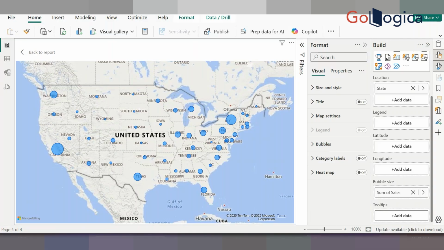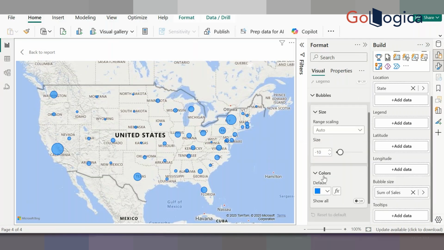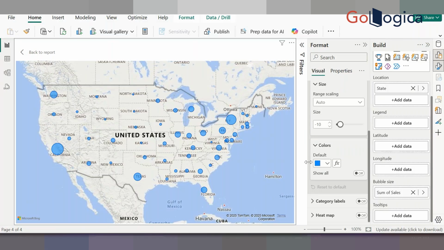Based on that, what I do here is go to the format option. In the format we have bubbles, and the colors are there. I want to color this based on the profit. So we saw the conditional formatting, is it? I'll apply this.